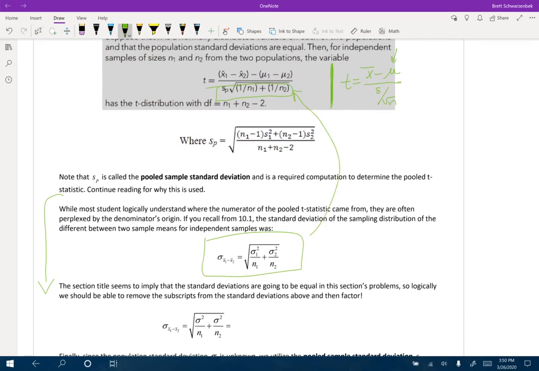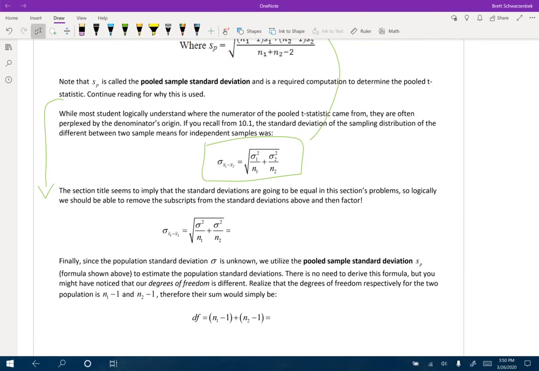Well, believe it or not, you can. So how? Well, if the two standard deviations are relatively equal, then we can drop the subscripts completely and just have them both be sigma squared, like you see here. And if they're both sigma squared, we can do a little bit of algebra, and actually factor out sigma squared.